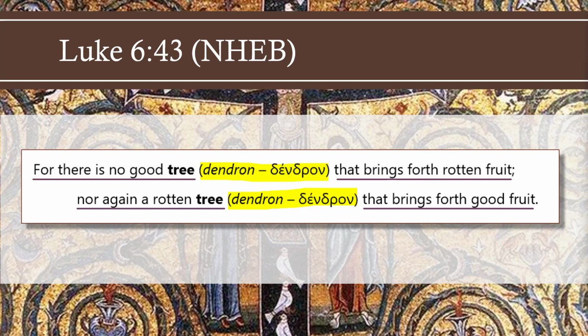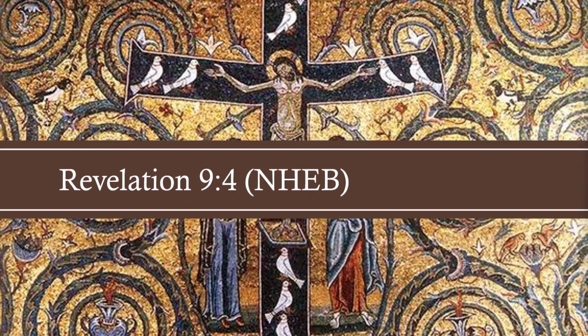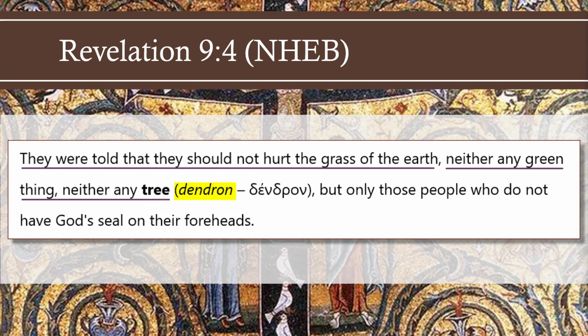So dendron is used 25 times in the New Testament, and it's always for a leafy, fruit-producing tree. And it's even used that way by John in the book of Revelation, and that's really important, because it tells us that John knows the difference between dendron, a leafy tree, and xulon. So Revelation 9:4, "They were told they should not hurt the grass of the earth, neither any green thing, neither any tree," dendron. So John knows dendron, and he uses it properly there.